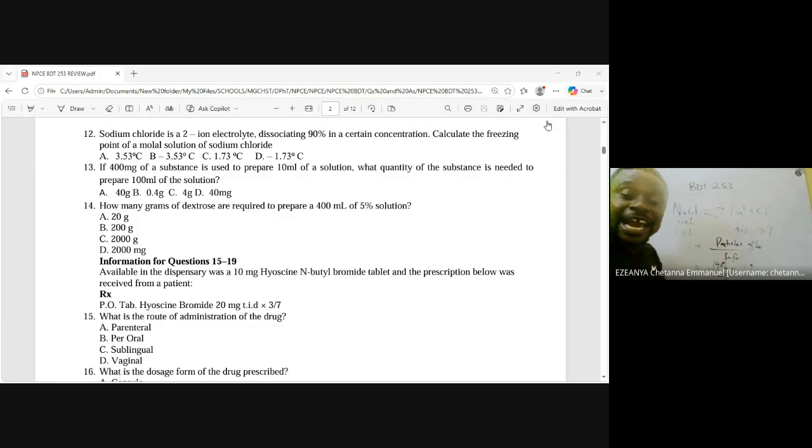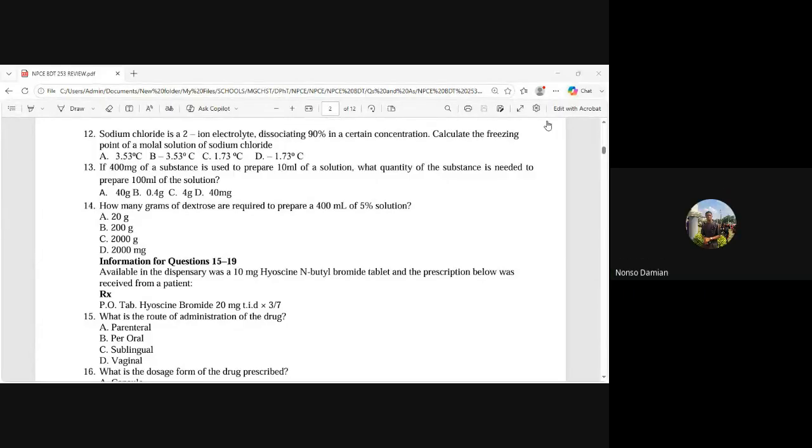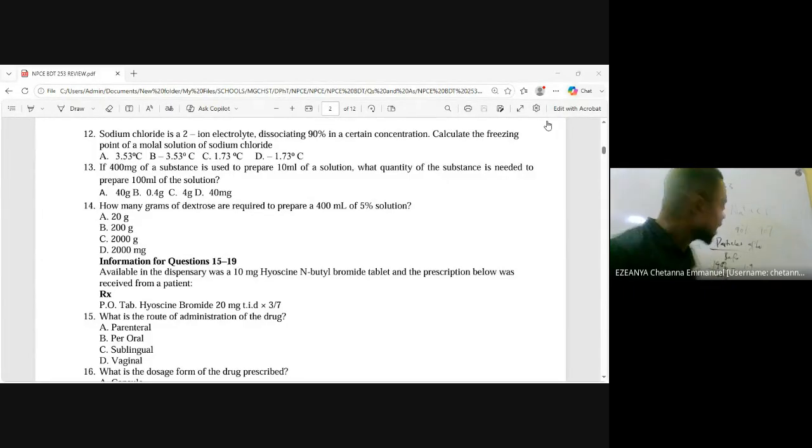But a non-electrolyte like boric acid does not dissociate. So everything before is 100%, after is 100%. The I factor for such solutes is 100 over 100, which is 1. So not all solutes are electrolytes. Some solutes are non-electrolytes, like boric acid. Damian, is it clear now? Yes, sir. Good. Now, having calculated this I factor, we will move back to the question.